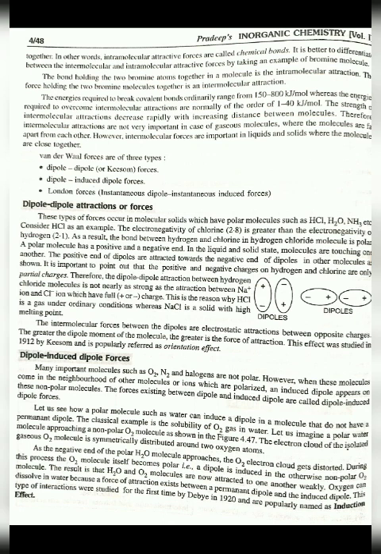The force holding the two bromine molecules together is an intermolecular attraction. The energies required to break covalent bonds ordinarily range from 150 to 800 kilojoule per mole, whereas the energies required to overcome intermolecular attractions are normally of the order of 1 to 40 kilojoule per mole. The strength of intermolecular attractions decreases rapidly with increasing distance between molecules. Therefore, intermolecular attractions are not very important in gaseous molecules, where the molecules are far apart from each other. However, intermolecular forces are important in liquids and solids where molecules are close together.